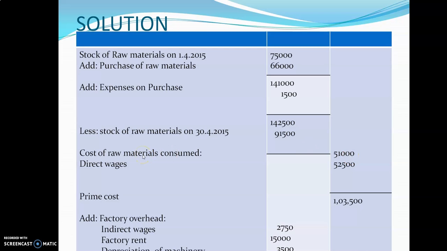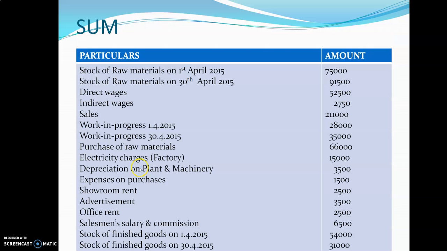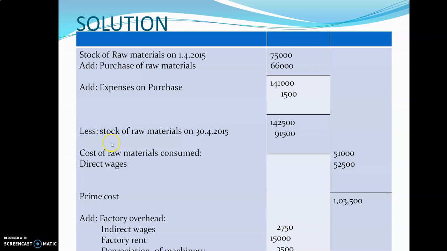Next, as I told you, after direct materials, next is direct wages. So you will add direct wages, 52,500. There is no direct expenses. See here, there is no direct expenses. The word is not there, that expense. So adding materials and wages, we got prime cost, that is 1,03,500.